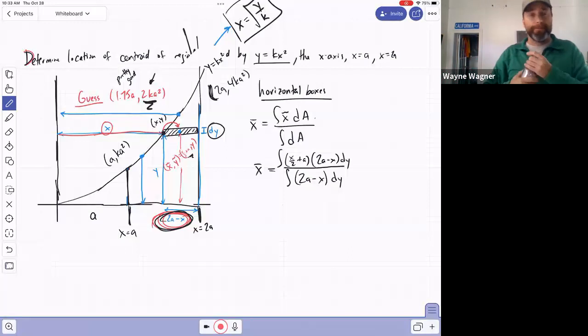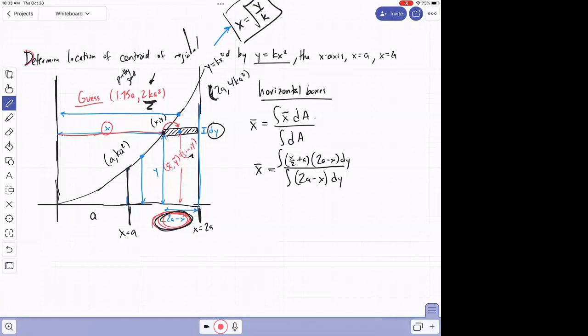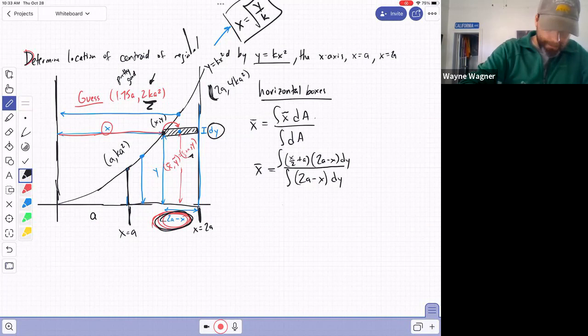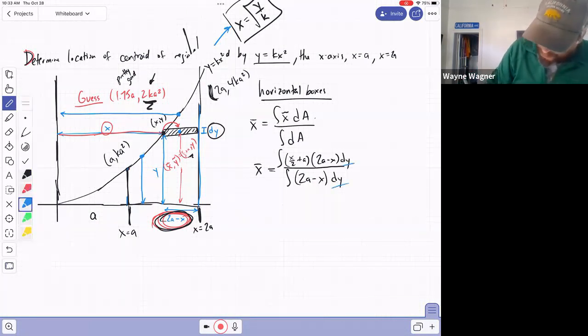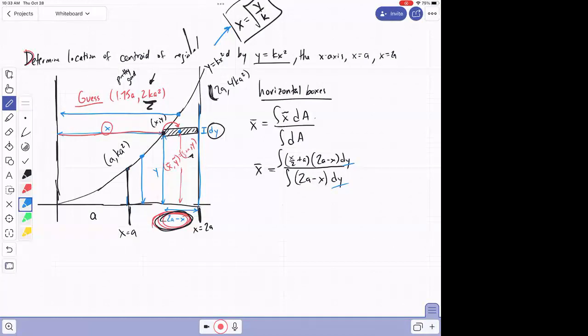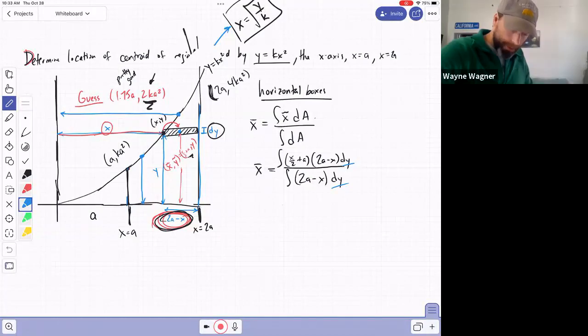There's a bigger problem though. And the bigger problem is, what are my limits of integration? Anybody? A to 2a. Oh, no, a. 0 to a. Okay, you're on the right track. But see how we've got these dy's? We've got dy's. So that means my boxes are stacked this way.